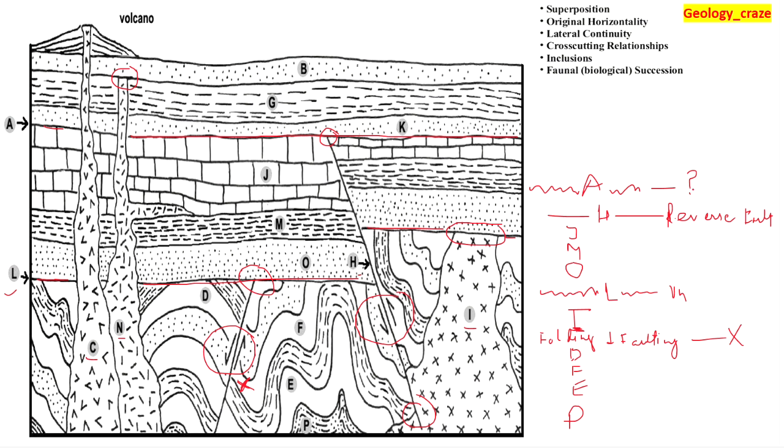Now, after the deposition of A, there is again deposition of bed K and G. Why am I not considering B in the same sequence? Because this intrusion N is intruded here and eroded here. It is not cutting the above bed B, so it means there is one more unconformity. It might be local, that's why they are not putting the name here, or regional. So I'm giving the name here.